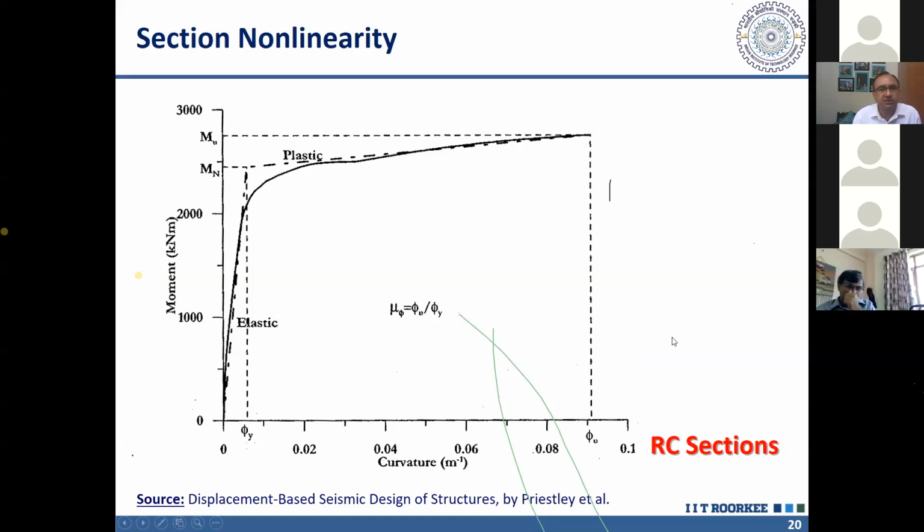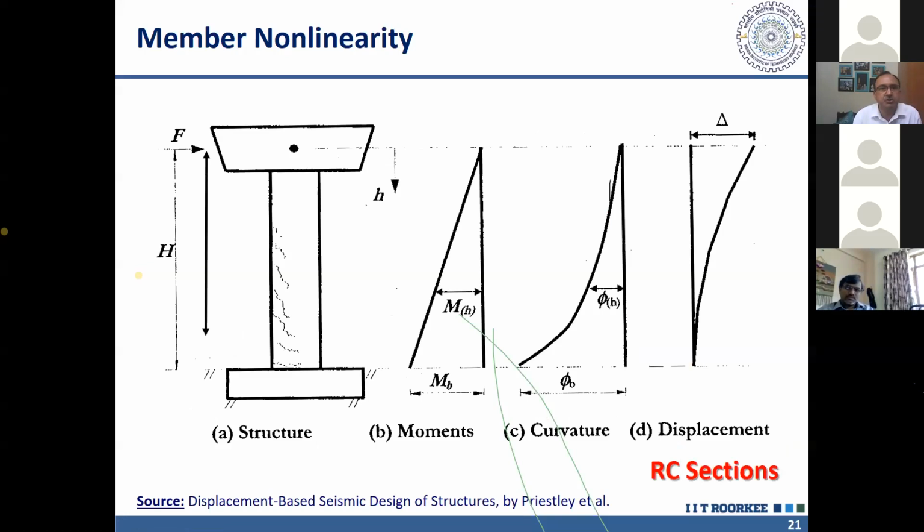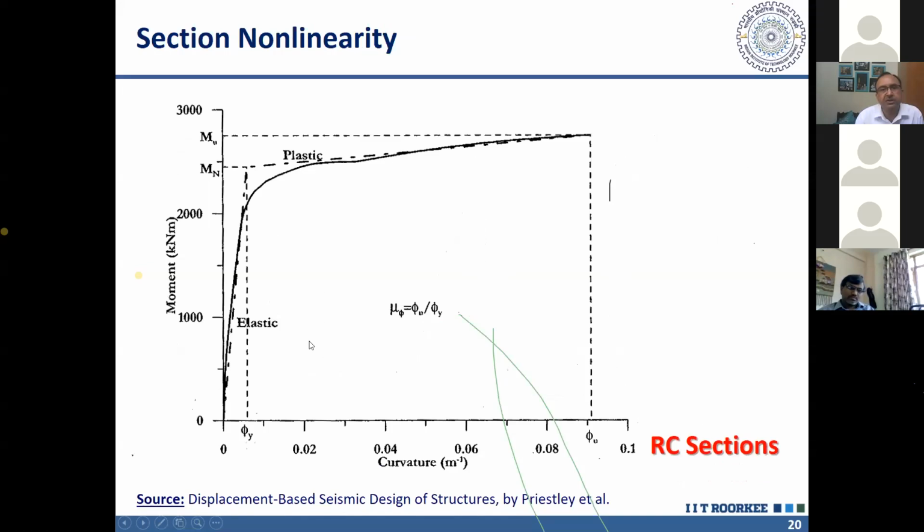Then what we do, this section analysis, we extend to analysis of the member. And the simplest member is a cantilever. In case of a bridge, the structure can also be represented by a cantilever. So you know, in case of a cantilever, if force is acting at the tip, then the bending moment diagram is linear. And you know, curvature, what is curvature? M upon EI. So this M upon EI is represented by curvature. And if we plot the curvature, it will be like this, that you can obtain from the previous graph.